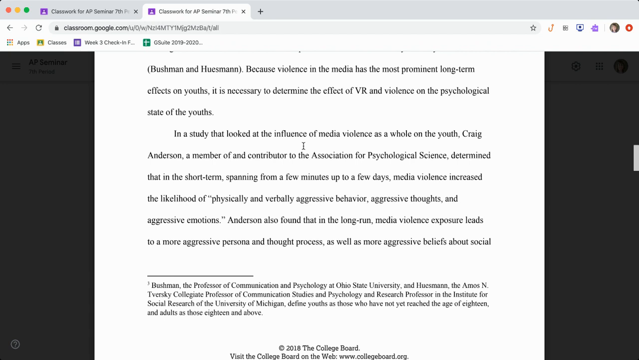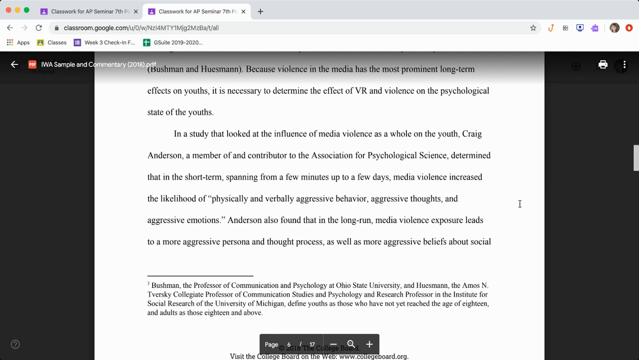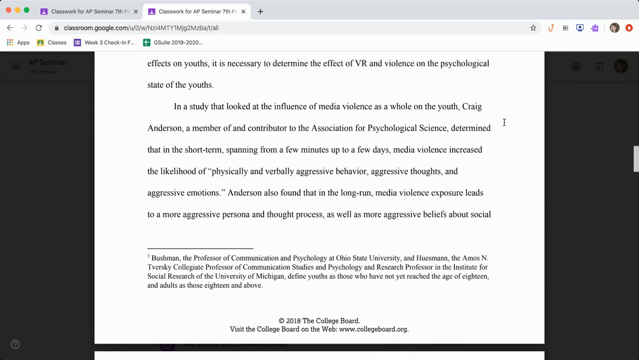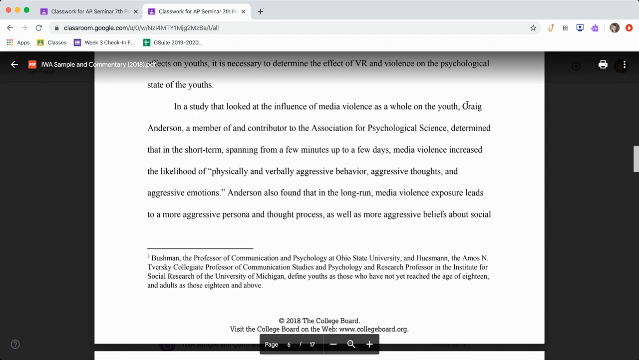So just keep that in mind if you're looking through these samples. But this is the virtual reality sample in which the author is making the argument that there could be some important changes made to virtual reality to improve the relationship between the viewer and the content. And so I just wanted to look at this paragraph in the middle of this paper, which is talking about media violence and youth.